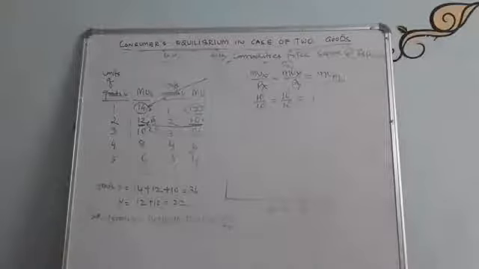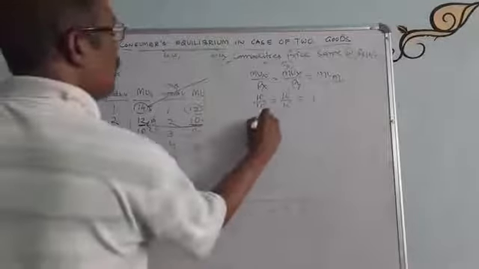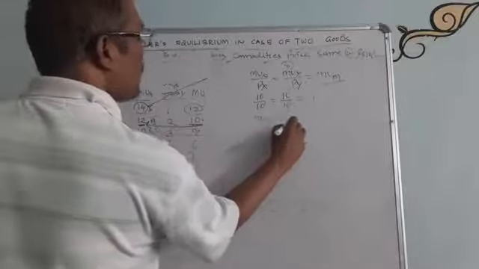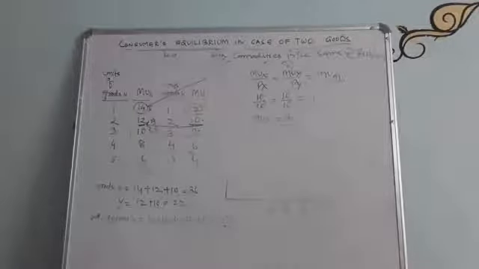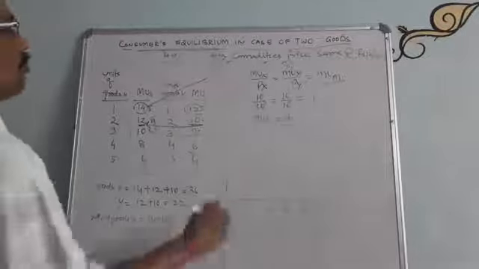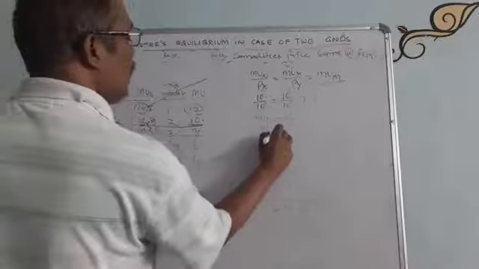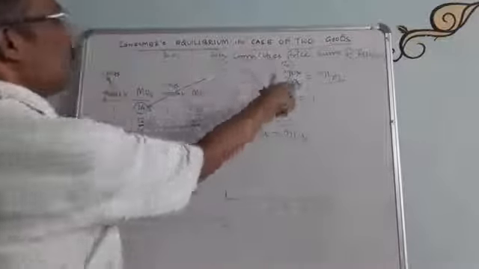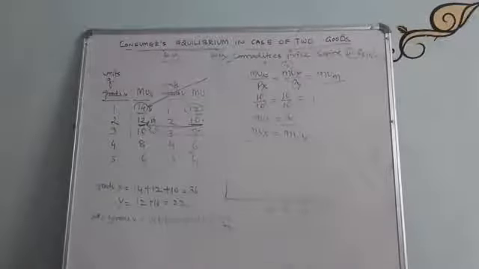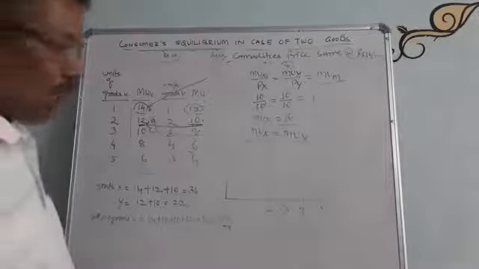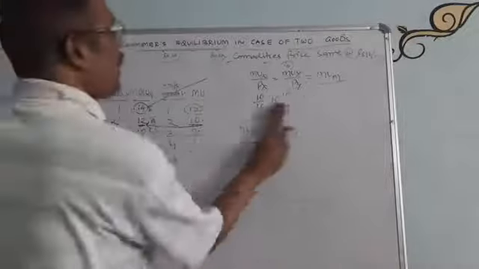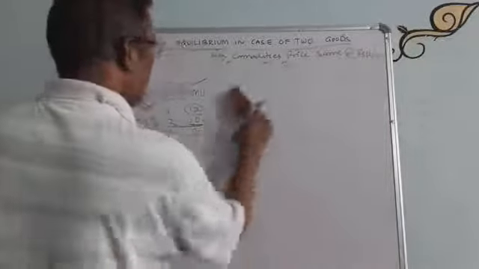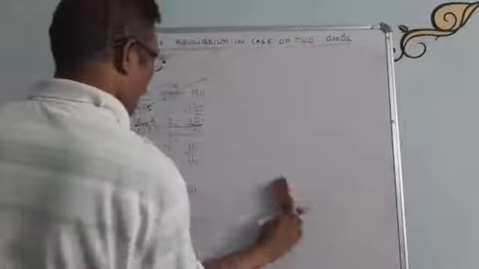In the single commodity case, we say that marginal utility of X equals price of X. But in the two commodity case, marginal utility of X equals marginal utility of Y, whenever the prices of both commodities are the same. That is called the consumer's equilibrium in the case of two commodities. So this can be plotted in the diagram.